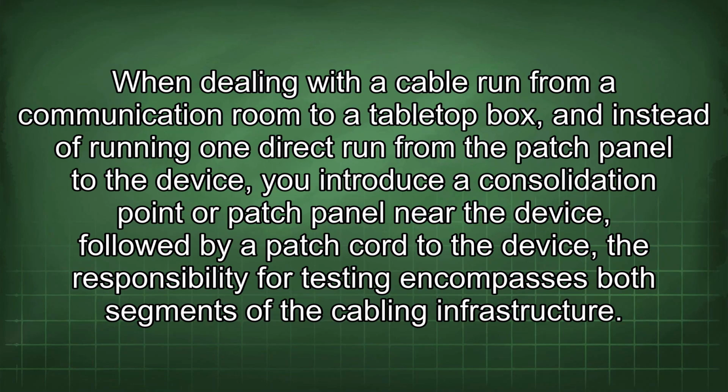When dealing with a cable run from a communication room to a tabletop box, and instead of running one direct run from the patch panel to the device, you introduce a consolidation point or patch panel near the device, followed by a patch cord to the device. The responsibility for testing encompasses both segments of the cabling infrastructure.